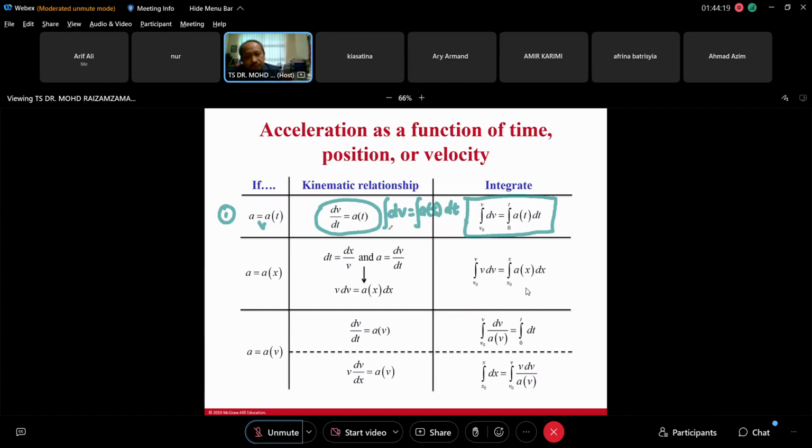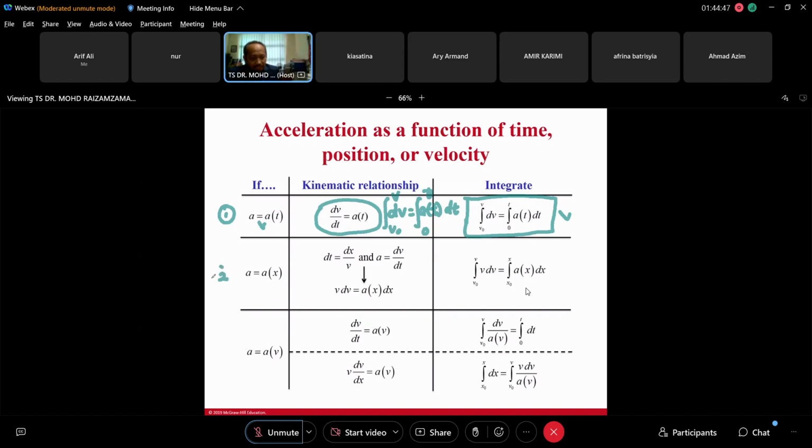So how to give the limits? For dv, of course, you can start with v naught to v. For dt, you can start from t naught to t, or 0 to t. And then, of course, it gives you this. Class, just to ask you, if you integrate dv, it gives you what? Velocity. It gives you v, correct. So here we got the idea.